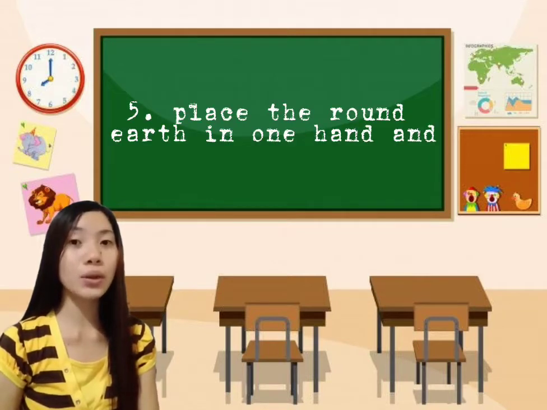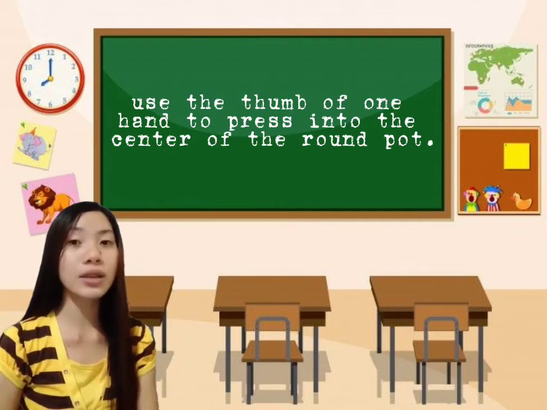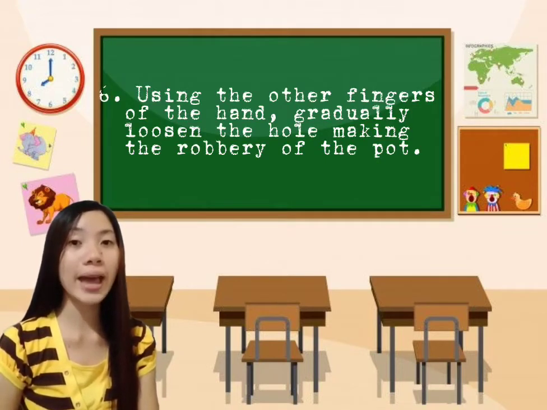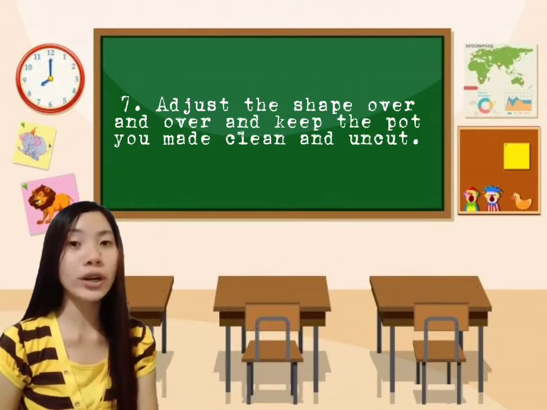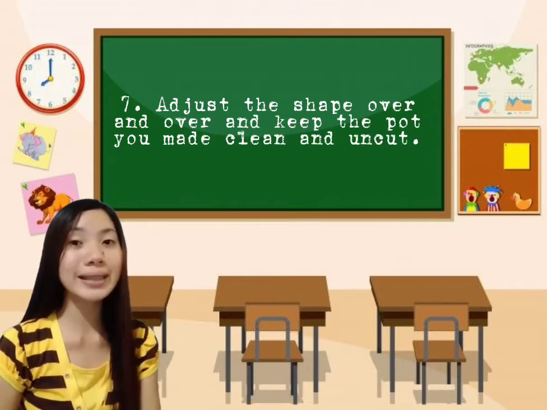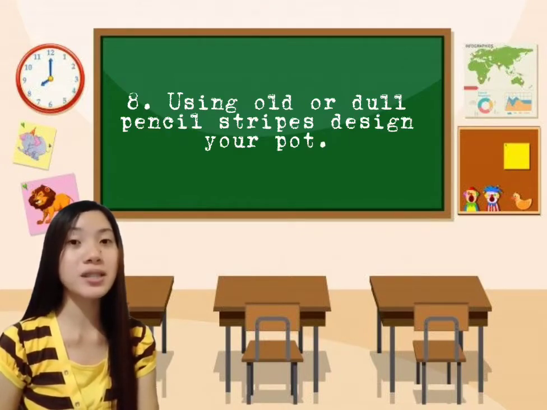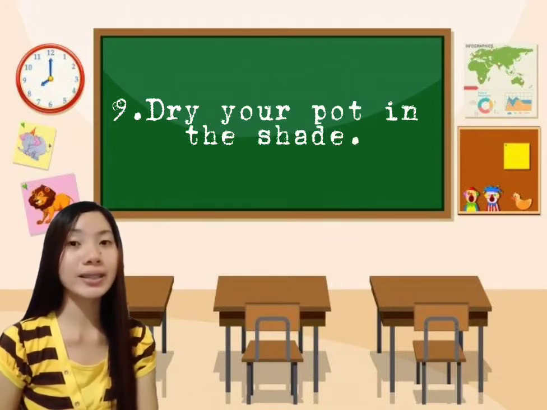Place the round earth in one hand and use the thumb of one hand to press into the center of the round earth. Using the other fingers of the hand, gradually loosen the hole, making the rim of the pot. Next, adjust the shape over and over and keep the pot you made clean and uncut. Using old or dull pencil stripes, design your pot. And last, dry your pot in the shade.